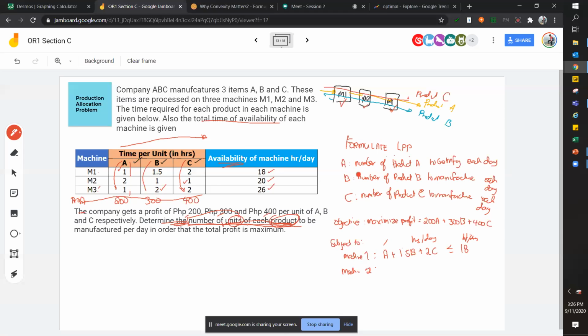Next, machine 2. Ganun din, ano? Plus B, plus C, 20. And then 3. Okay, good. Next, non-negativity. Correct. Tama? Okay, again, just to make this one clear.